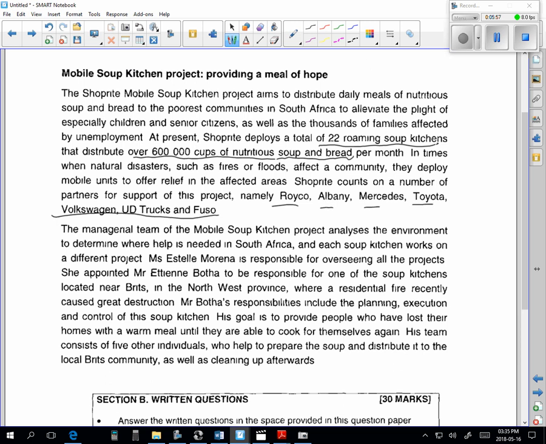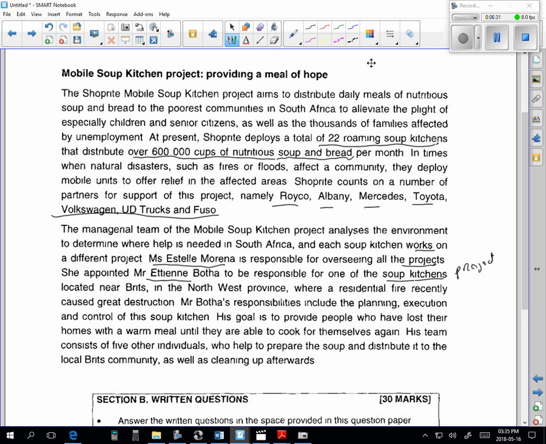The managerial team of the Mobile Soup Kitchen Project analyzes the environment to determine which help is needed in South Africa. And each soup kitchen works on a different project, very much like we did earlier. Mrs. Estelle Morena is responsible for overseeing all the projects. She appointed Etienne Wortet responsible for the soup kitchens located near Brits. So this one is your project manager. She's just doing the ones in Brits.